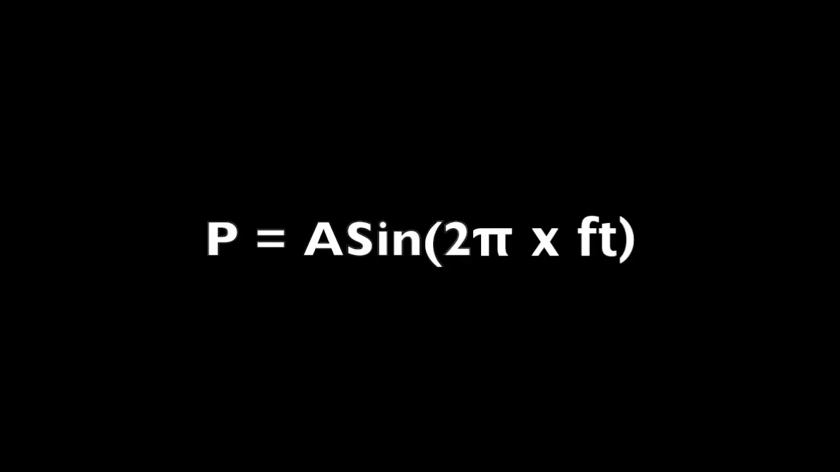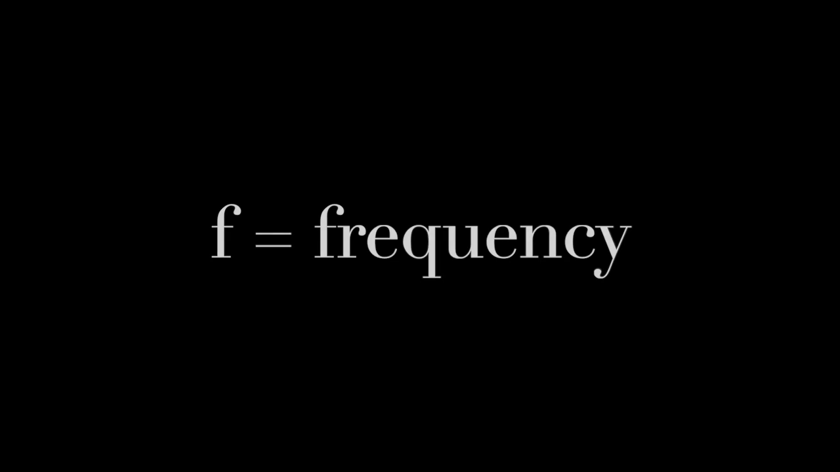Okay, let's get started. What do you need to know? This is the equation of the sinusoidal wave, in terms of pressure. A is for amplitude. F stands for the frequency. And T is the time. Wait, hold up. Let's go back, shall we?